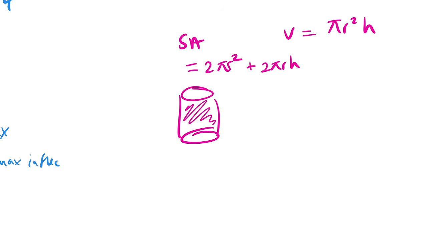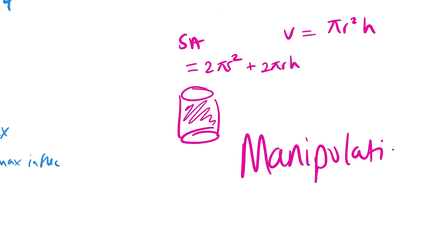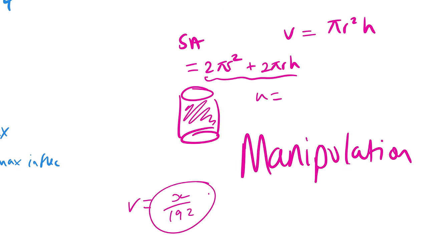height. If it asks you to model anything or show that again, that's manipulation. That's all it is, and just show it and rearrange. And if you have an h, but they say the volume is x over 192, you see this type of question, there's no h here. So you've got to rearrange this to give h equals and substitute it into here, okay? And then work it out from there.